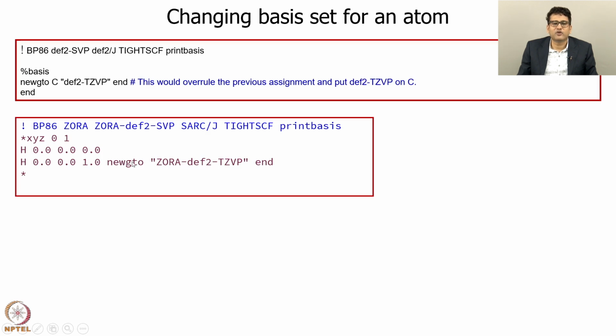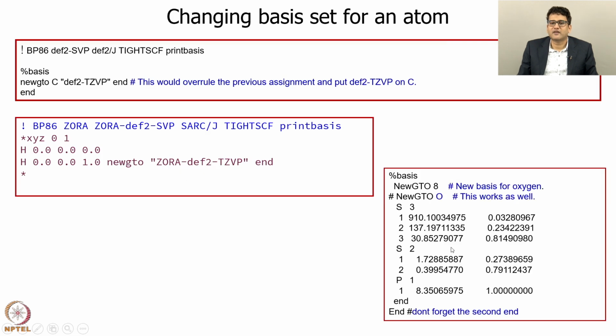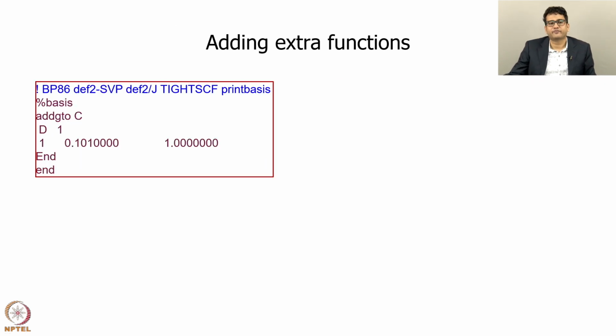So, I can directly put new GTO, or if I want to put a basis set from the basis set exchange library, I can either give it in the basis set block as new GTO, or I can give it after the XYZ file also. Do not forget that if you are using a basis set like this from the basis set exchange in the basis set block, you have to end it with an end statement. One end statement will only end the basis set, not the basis set block. So, this can also lead to an error.